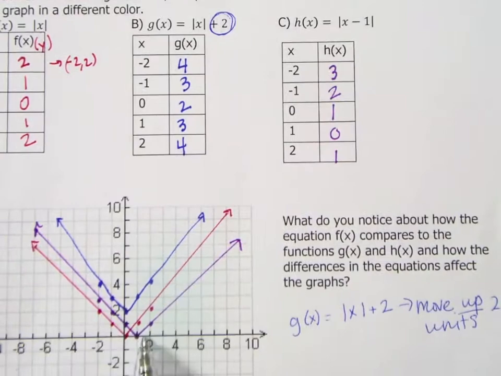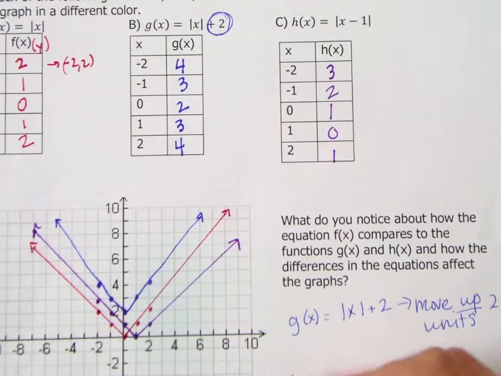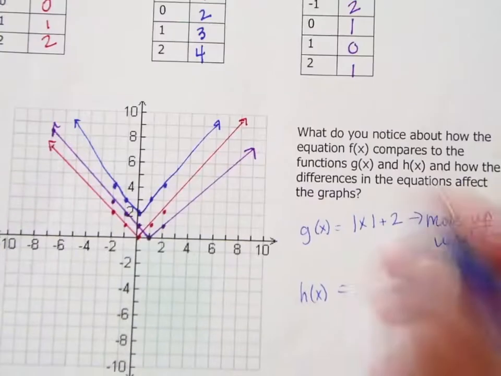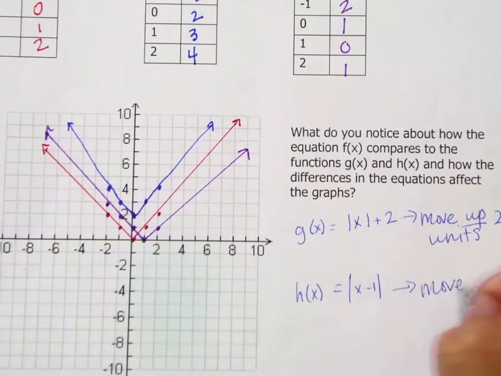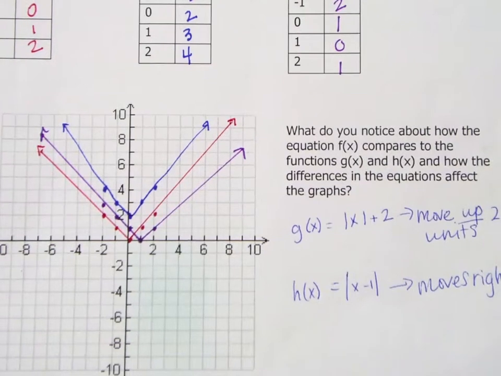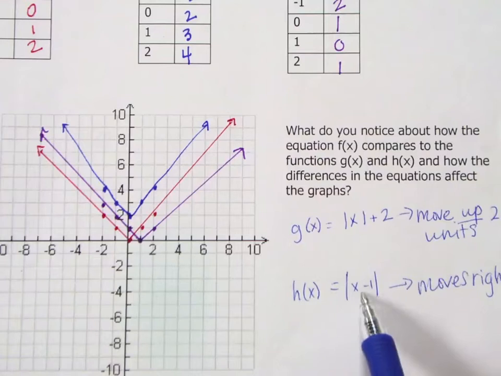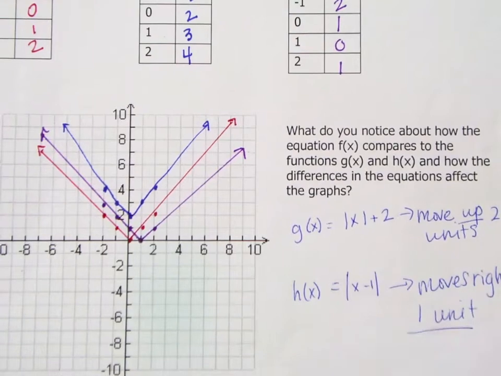This one's a little counterintuitive. When we add or subtract inside the absolute value bars, it moves it left or right, but it kind of moves in the opposite direction that you might think. Okay, we have x minus 1. So you might think that minus means you move to the left, but like I said, it's a little counterintuitive. That means we move 1 unit to the right. If that were x plus 1, that would move your graph to the left, okay?